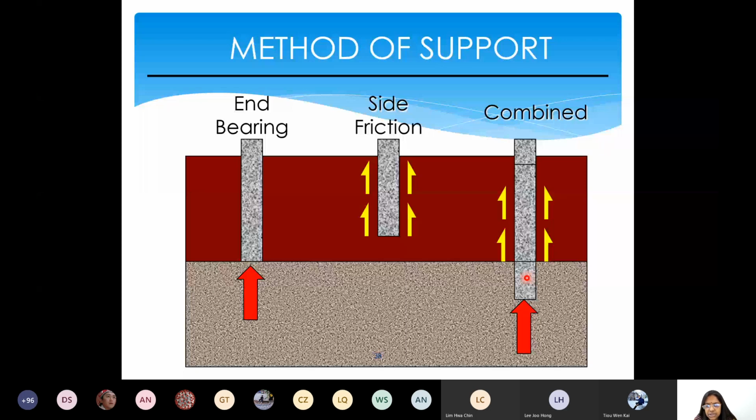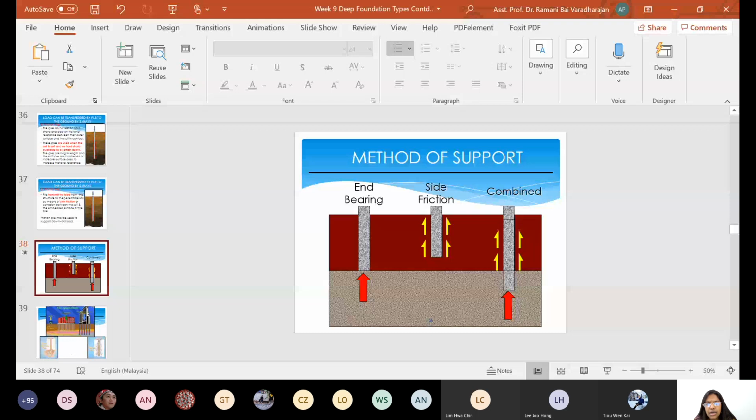Any answer, please? Just guess. I told you how it reacts, okay? How it takes up the load, how it resists the overcoming load, and how it is distributed to the ground. Just guess. Any guess?